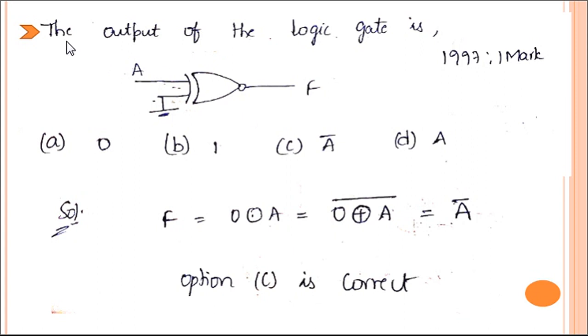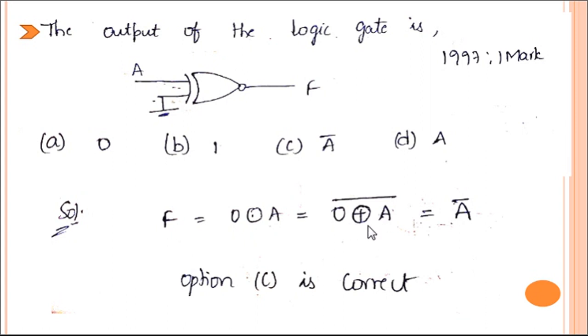And the next model, that is, the output of a logic gate is. So this is the circuit they have given. This circuit consists of an XNOR gate with one input as A and the other input as B. Now we know that the expression F we can write as 0 XNOR A. This can be represented in terms of an XOR gate, as the complement of XOR we can write as XNOR. So it is nothing but 0 XOR A complement.